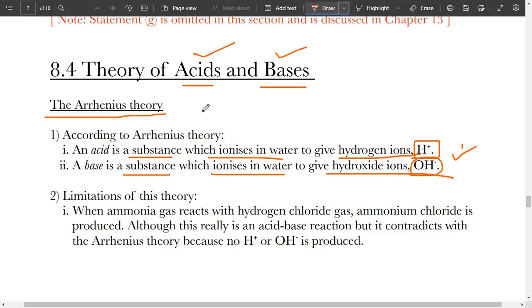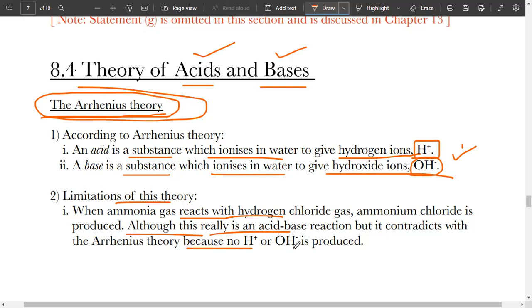This is the Arrhenius theory जो कि हमेशा से IGCSE और GCE में भी पढ़ते आए हैं. But there are some limitations for this theory, जिसकी वजह से एक Brønsted-Lowry theory भी बनी थी. The thing is that when ammonia gas reacts with hydrogen chloride gas, ammonium chloride is produced. Although this really is an acid-base reaction, it contradicts the Arrhenius theory because no H plus or OH minus is produced. तो वो कहते हैं कि हमेशा H plus और OH minus नहीं बनते.